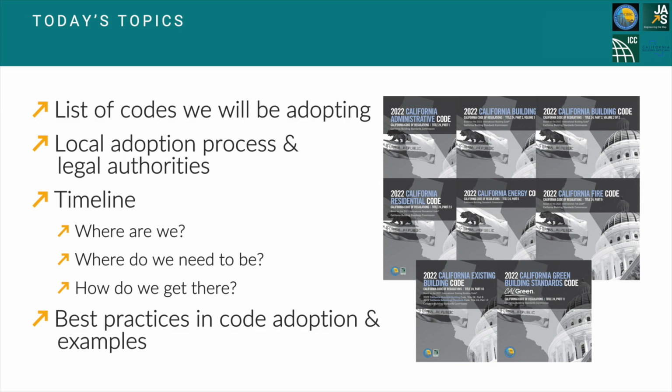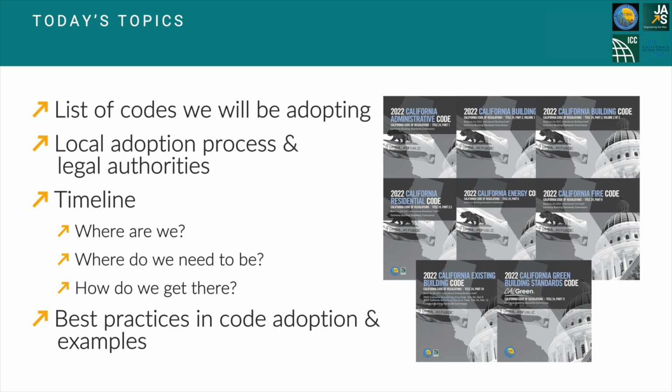In a moment, we'll be presenting you with a timeline that shows what the Building Standards Commission has already done to publish the Building Standards Code, and we'll show you how to determine when you will need to take certain steps to ensure that your jurisdiction's governing body approves an ordinance to adopt and amend their local code provisions on time.